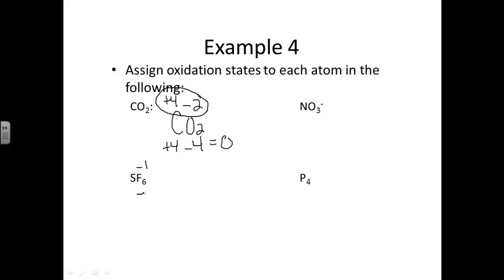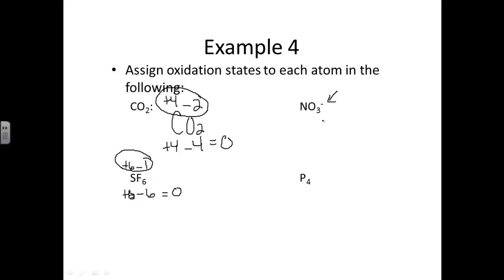Sulfur hexafluoride, I can get this in here. Fluorine's a -1. There's 6 of them total. So in order for the whole thing to be 0, sulfur has to be +6. And again, that would be my answer up here.